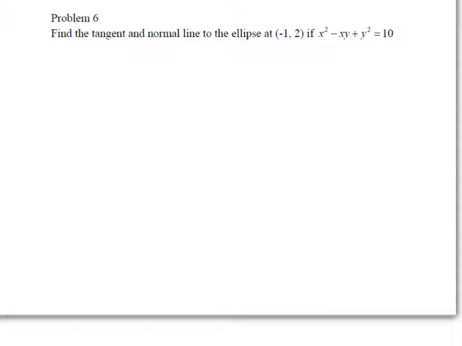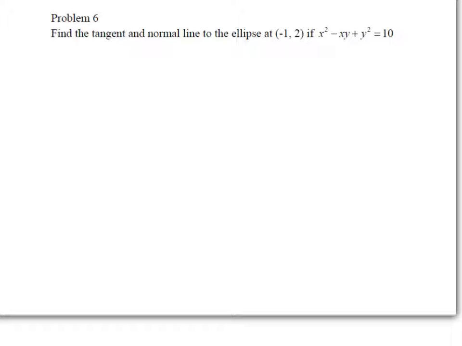Problem 6 says find the tangent and normal line to the ellipse at -1, 2 if x squared minus x times y plus y squared equals 10. Do you hear that times sign again? So right here at xy, we have to use the product rule again.